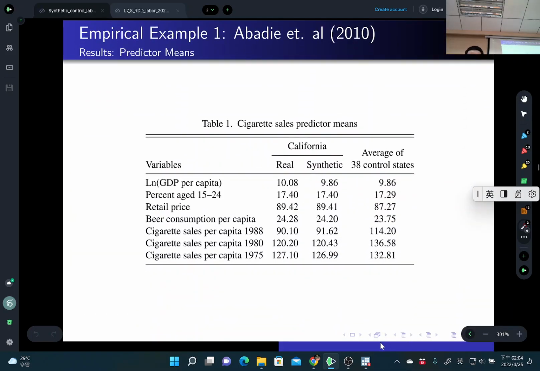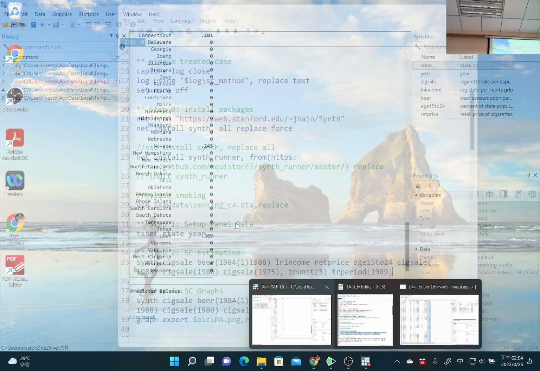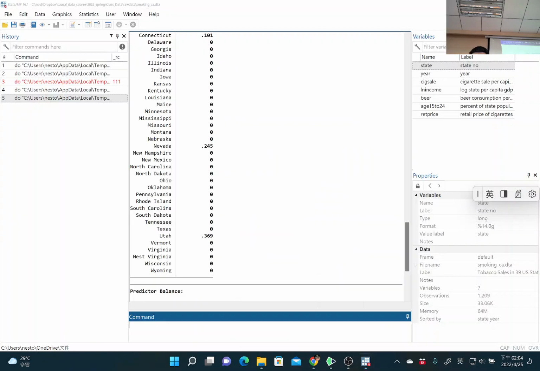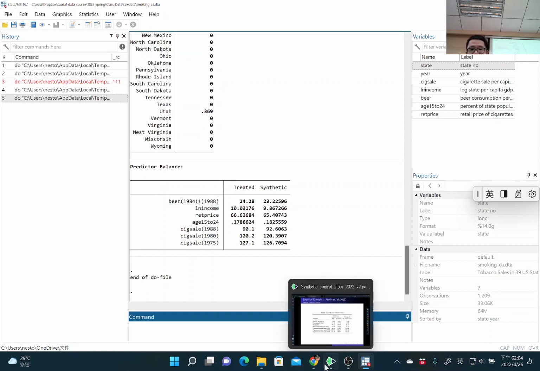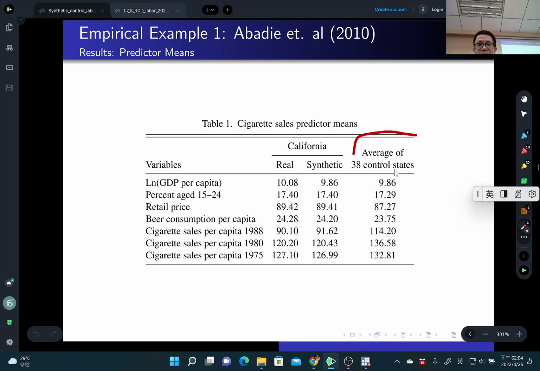Also, you will generate a table that looks like this, and you can find it at the end of the report. It will show the treated unit's beer consumption over this time period is 24, and the synthetic California is 23. So actually they are very similar, because you choose the weights to try to match these characteristics. That's why you can match quite well, and the other variables are very similar too.